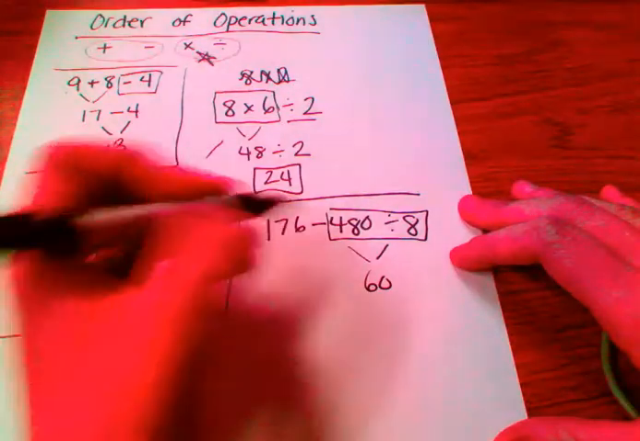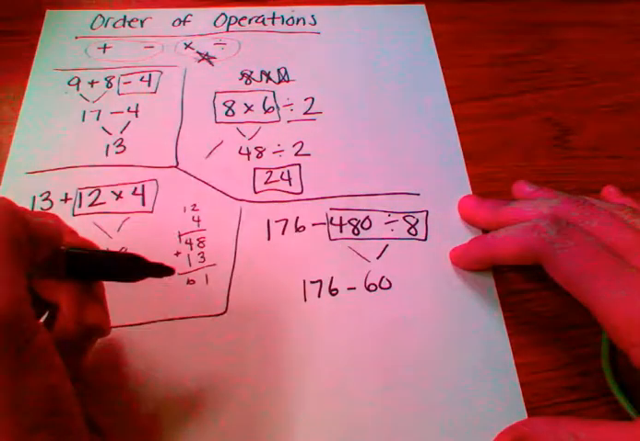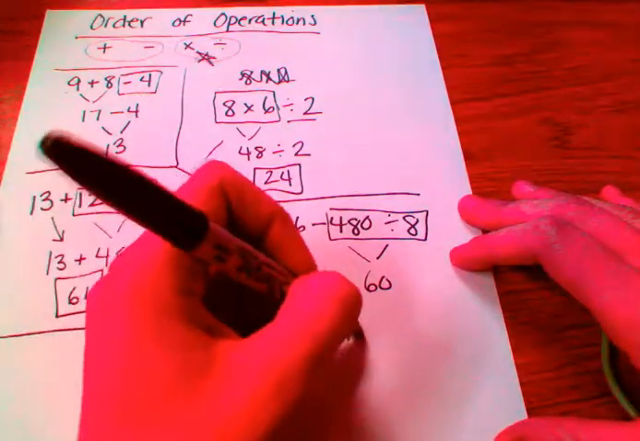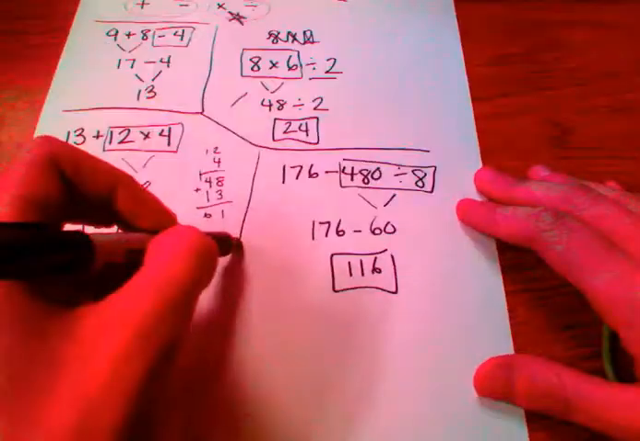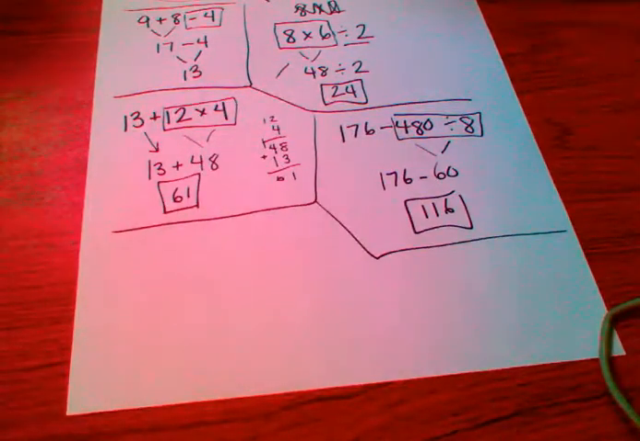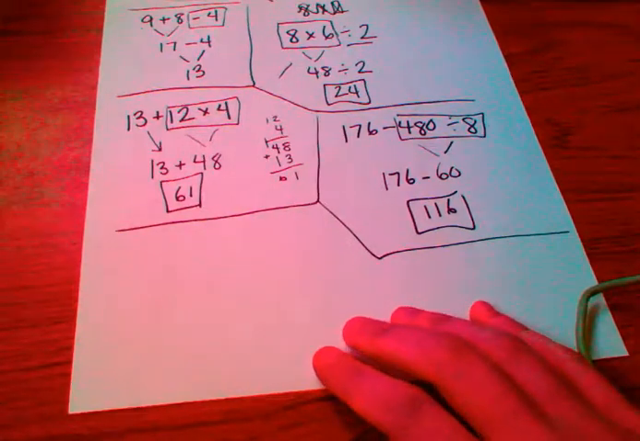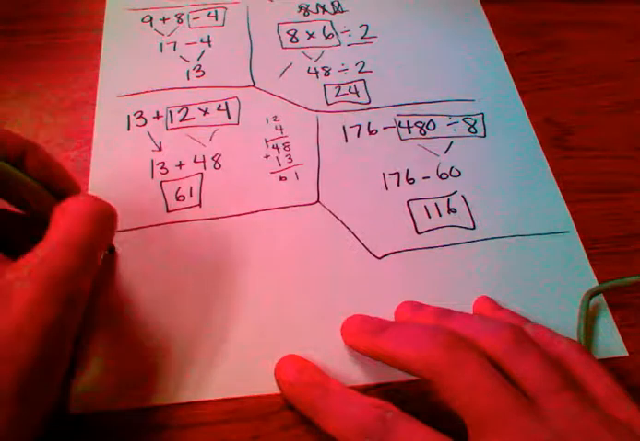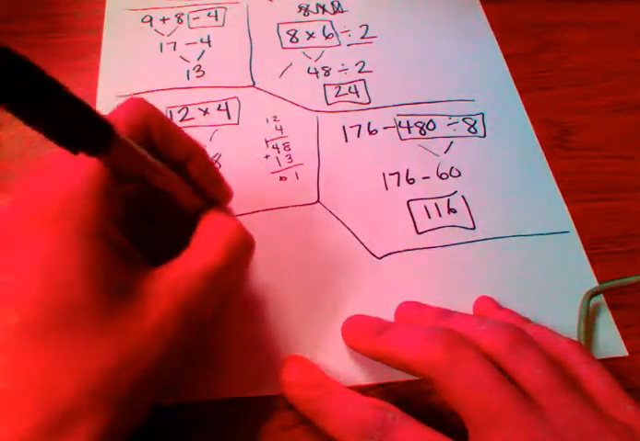And now I have to bring down my 176 minus, and I can subtract. 176 minus 60 is 116. And we're done. So then these get a little bit trickier when we have more than three numbers in the problem. So let's try one like that. Let's try 128 divided by 4 minus 156 divided by 6.